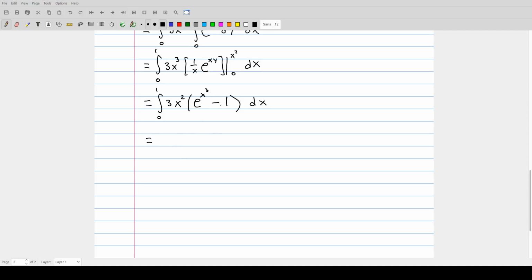So this is now a single variable integral from Calc 2. So we can use all of our rules from Calc 2 for single integrals. And I think the easiest way of looking at this is looking at this as the integral from 0 to 1 of 3 times x squared e to the x cubed dx minus the integral from 0 to 1 of just 3x squared dx.